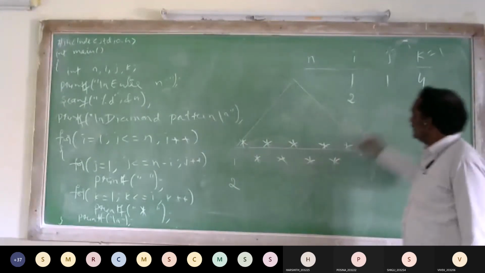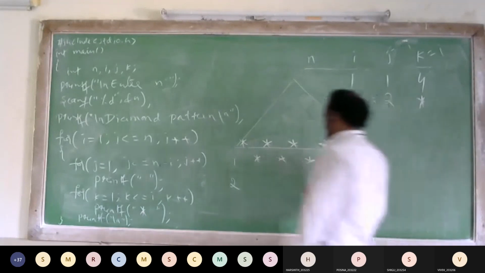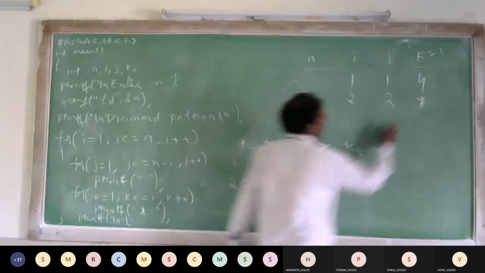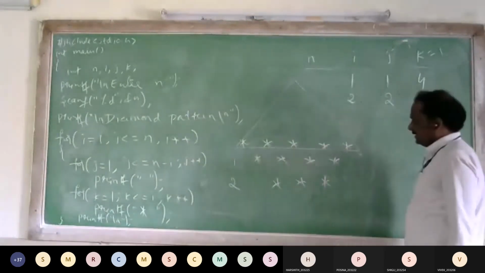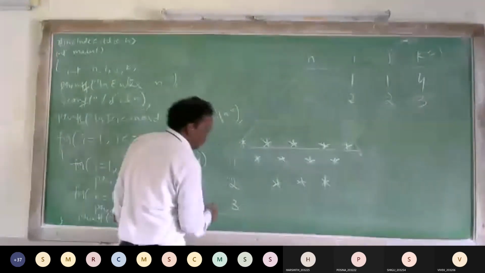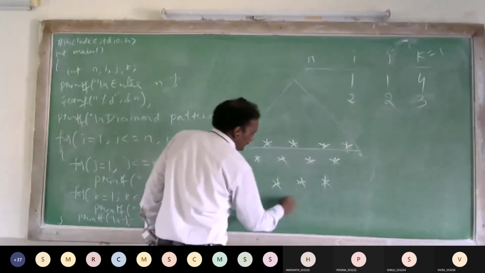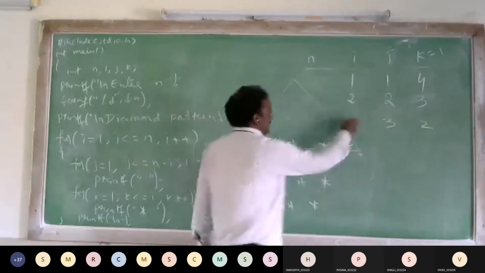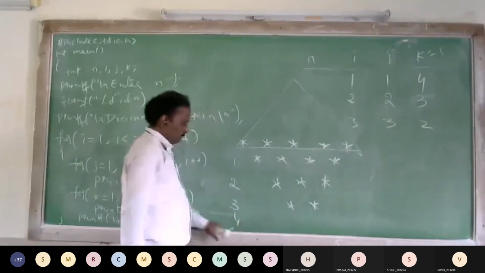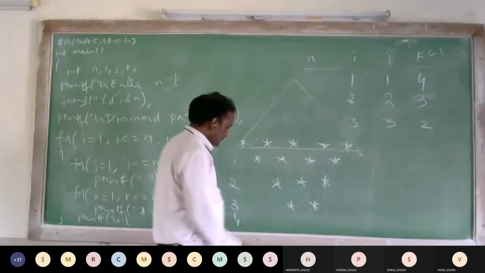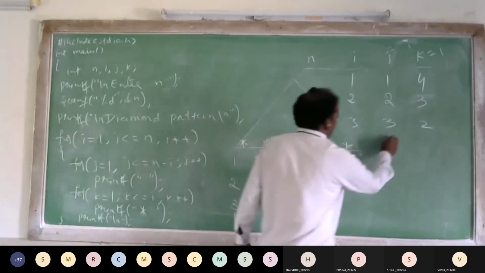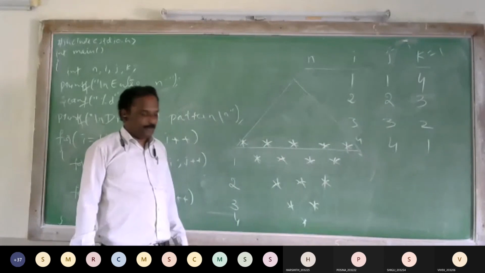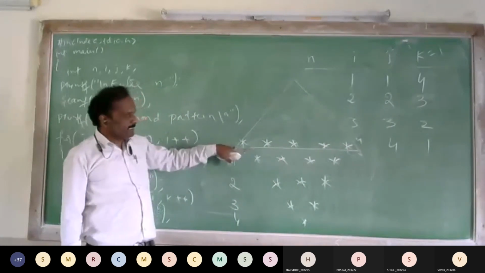So, now how many spaces? 2 spaces. Now, how many stars? 3 stars. 2 spaces, 3 stars. Now, in this third line, how many spaces? 3 spaces. How many stars? 2 stars. 3 spaces, 2 stars. Now, when I am in the fourth line, how many spaces? 4 spaces, 1 star. I will not take 5 because I am keeping this one as a common line.